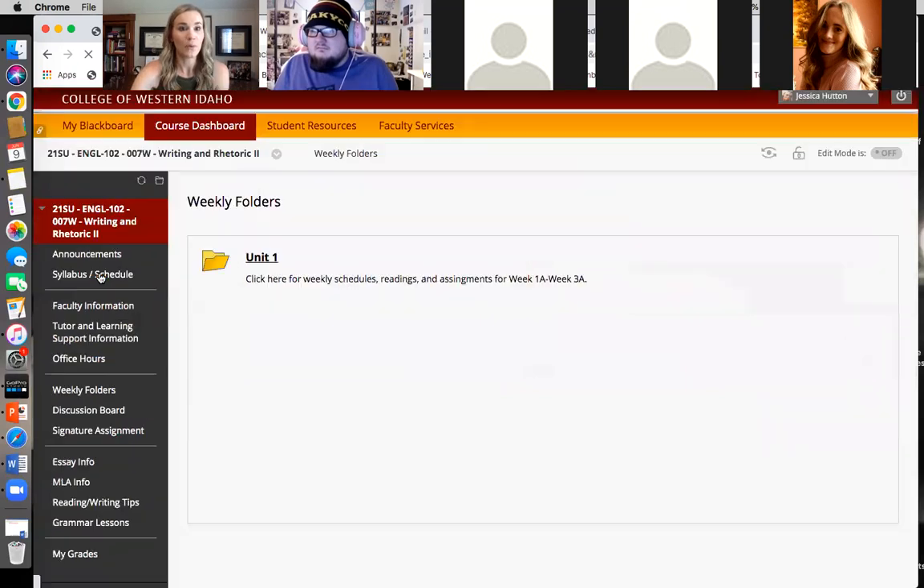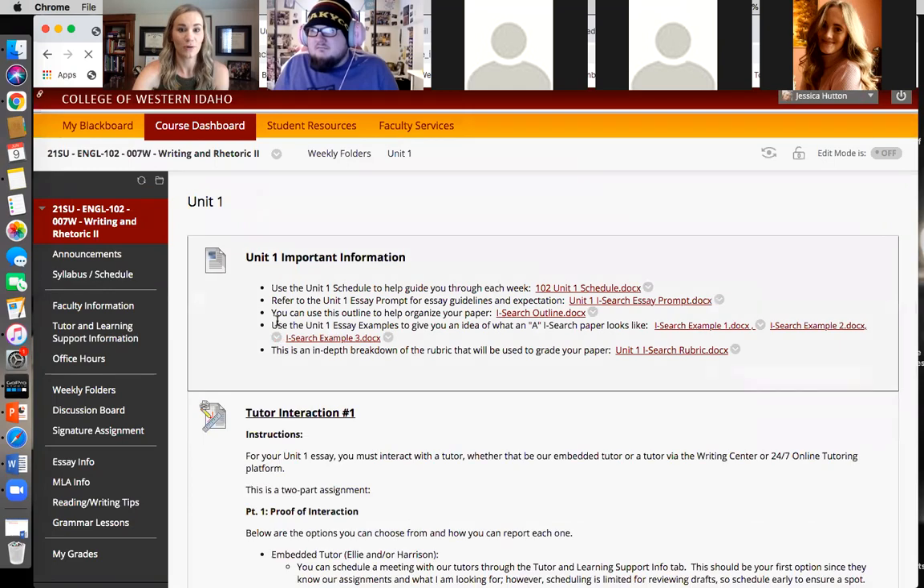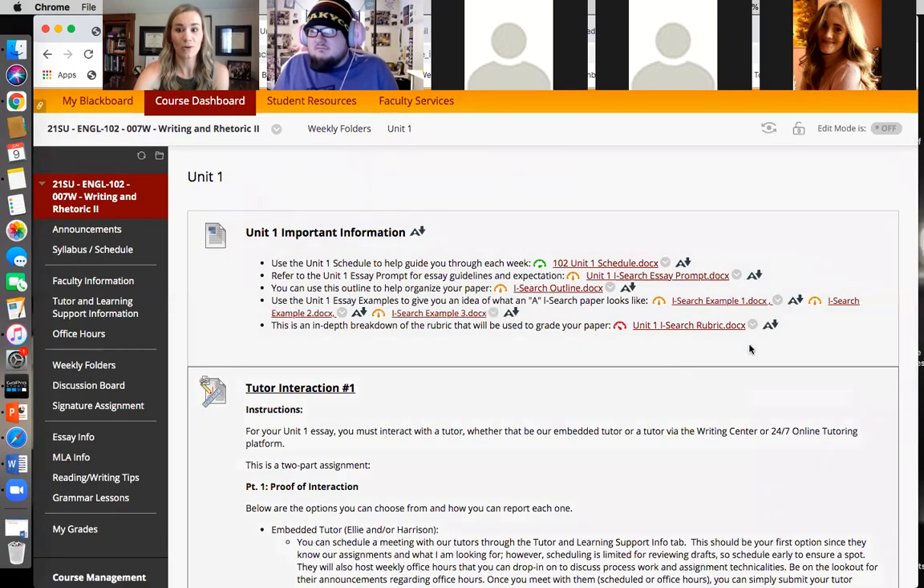Most of you already know about weekly folders because we've already started submitting assignments, right? They are pretty straightforward. Hopefully you have all read these documents, because if you go through them, you should have a very good idea of what the Unit 1 paper is about. If you have not gone through these documents, you need to.